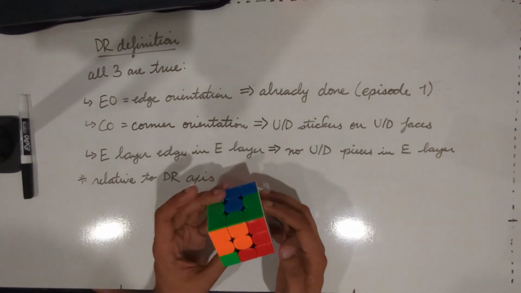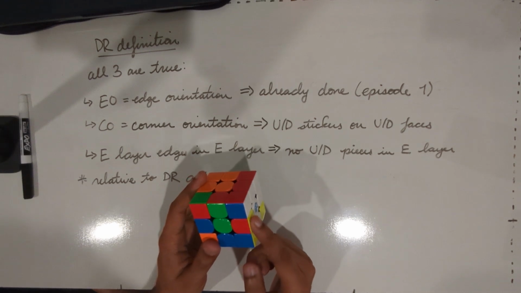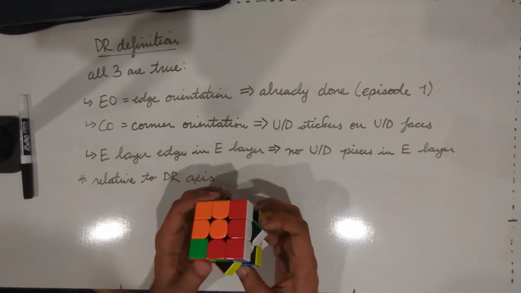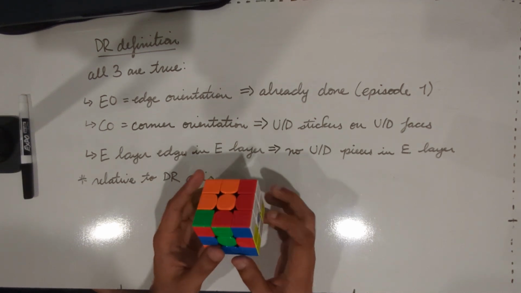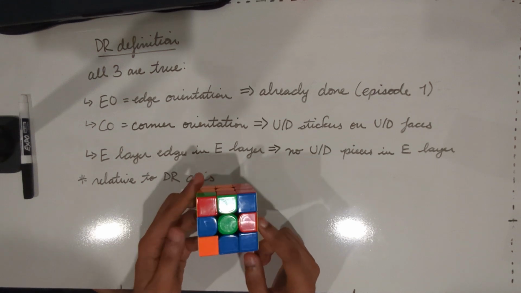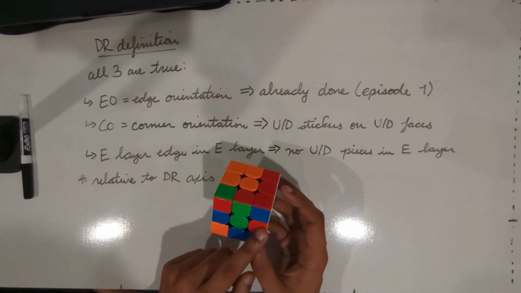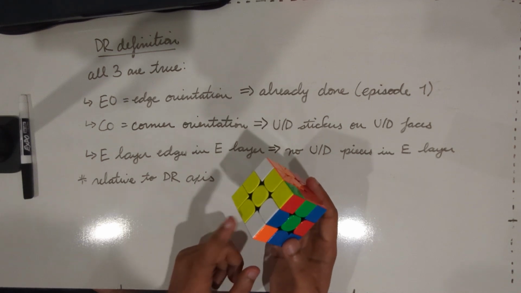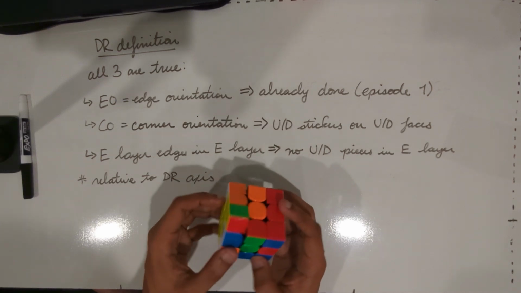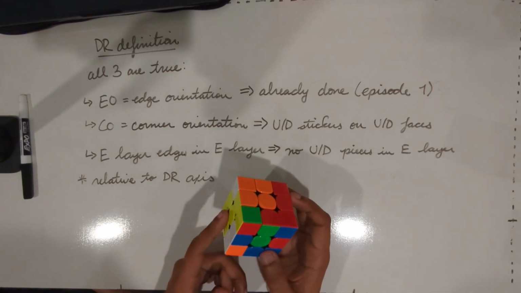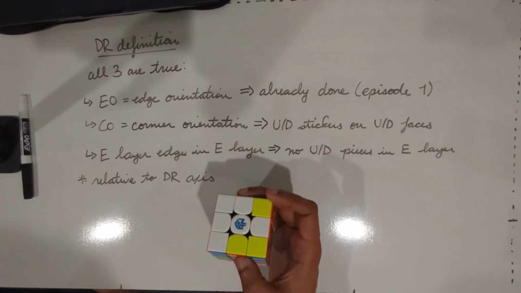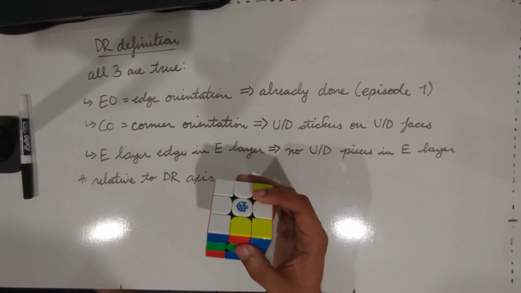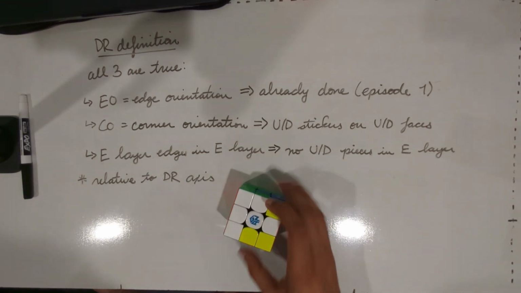And there actually is one other problem. This edge is a U or D edge, but it's sitting in this E layer here. This is a problem because this means that there is an E layer edge that's sitting in the UD, which is actually over here. We can't solve this without doing a quarter turn on one of the side faces, so this is not in DR. So just be careful about that. Just because you have DR on one side doesn't mean you have DR on the other.